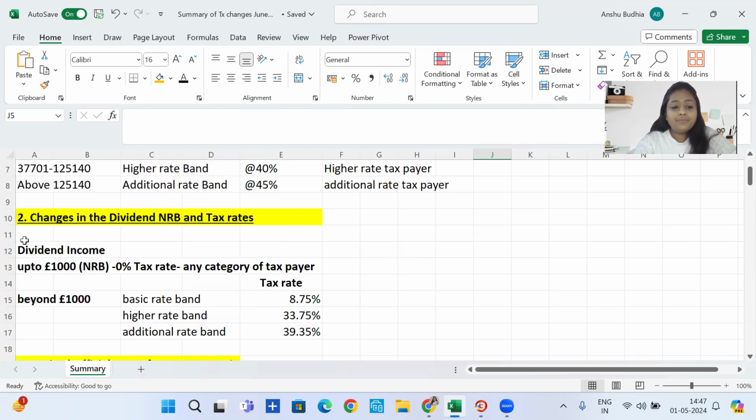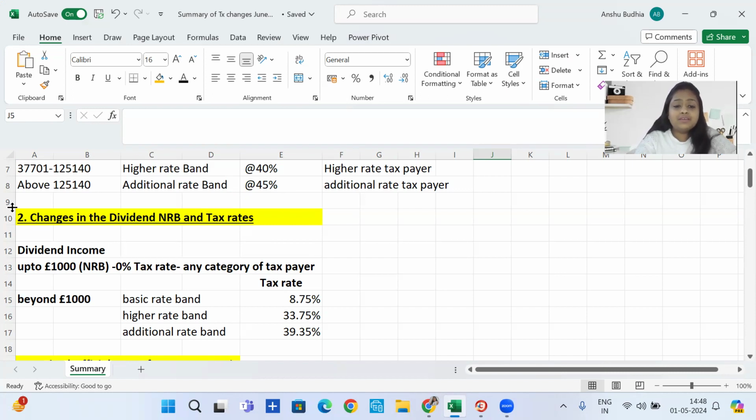Move on to the next one. There is a change in the dividend nil rate band as well as the dividend tax rates. The dividend nil rate band, which was earlier 2,000 pounds, has now been reduced to 1,000 pounds for all taxpayers. That means if a taxpayer has a dividend income of 5,000, then the first 1,000 would be at a 0% tax rate. Beyond 1,000, the dividend income will be taxed based upon the availability of the basic rate band or the higher rate band and onwards.